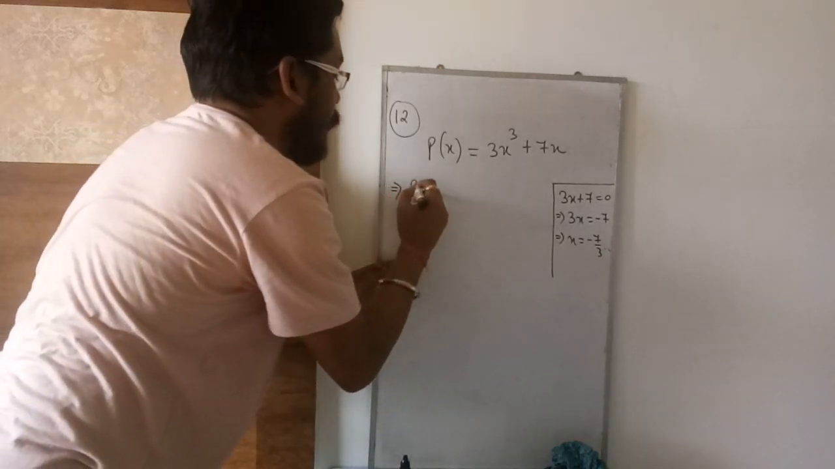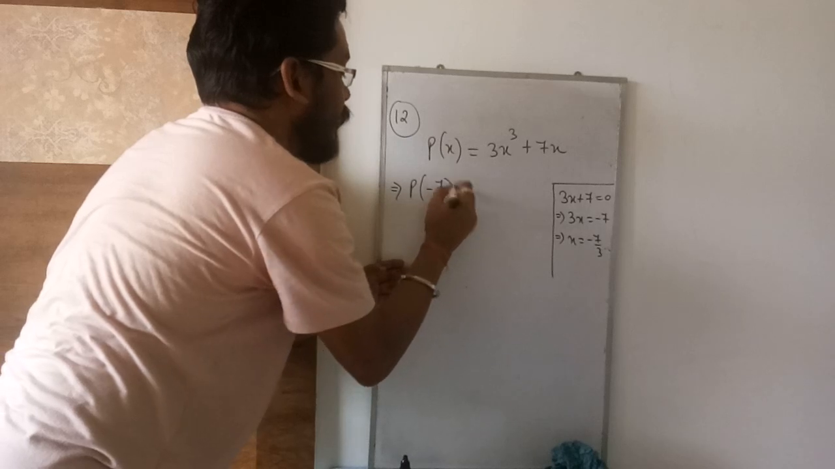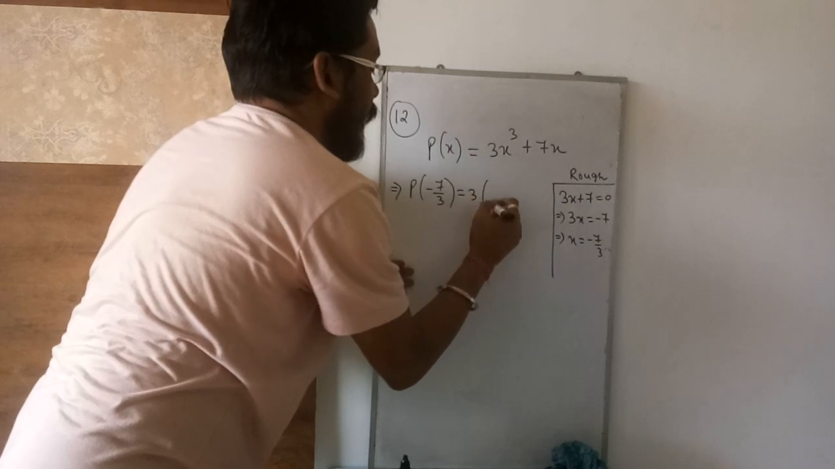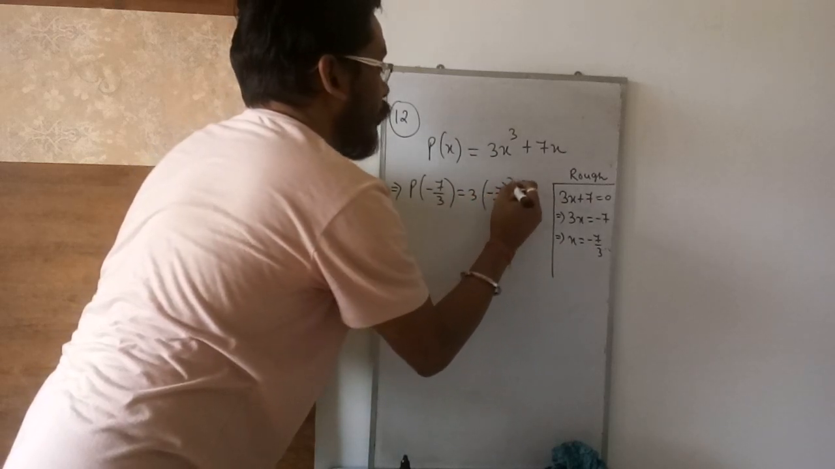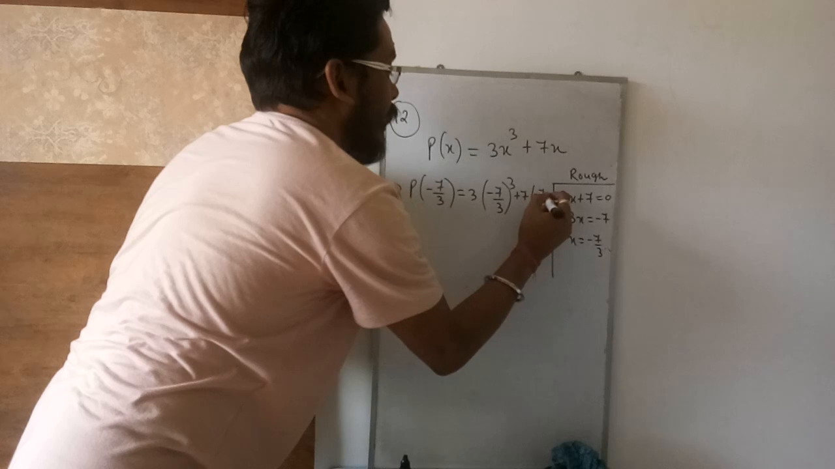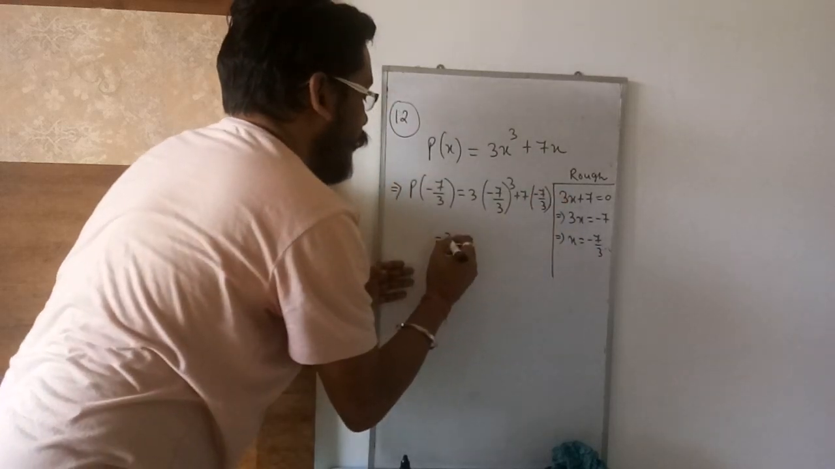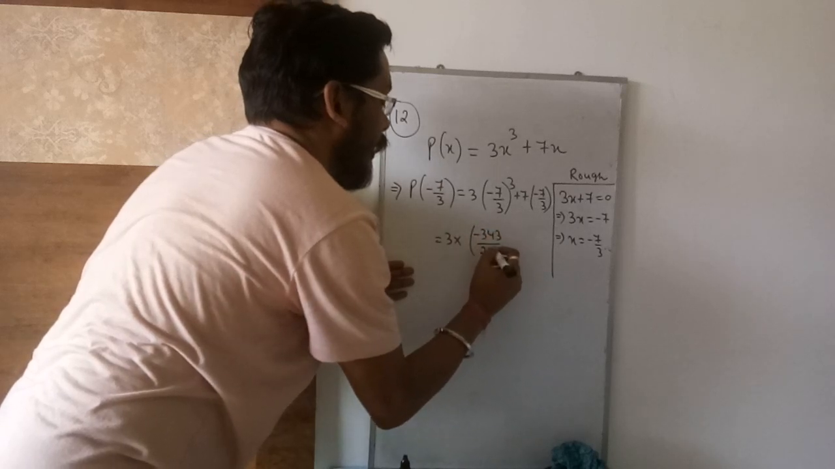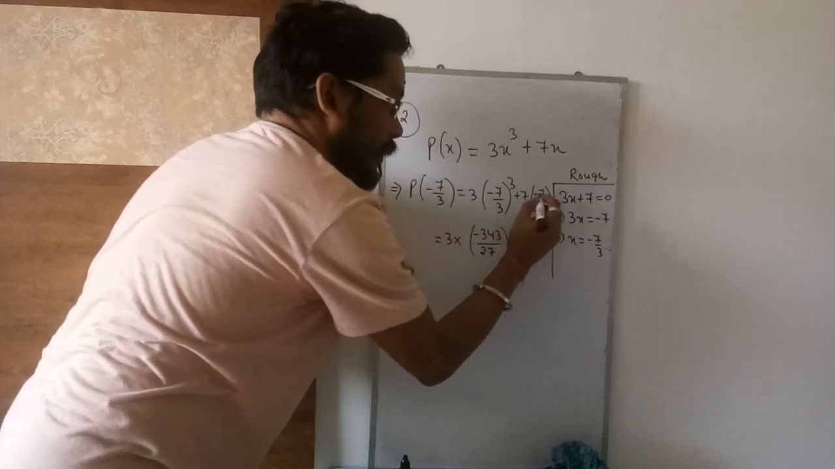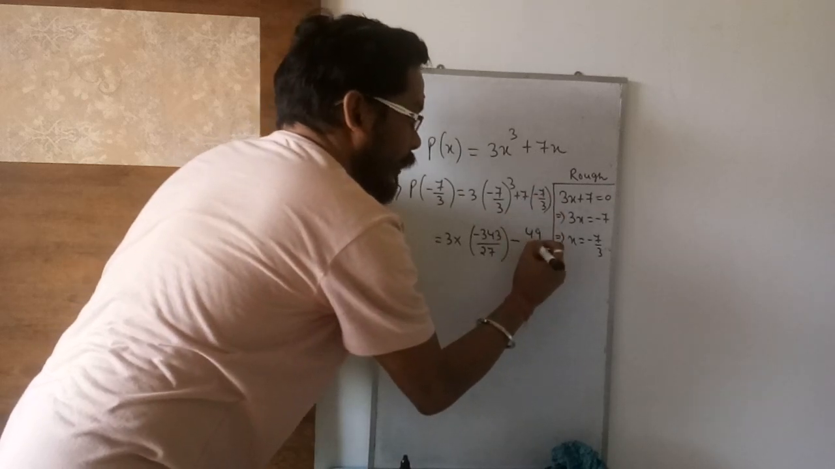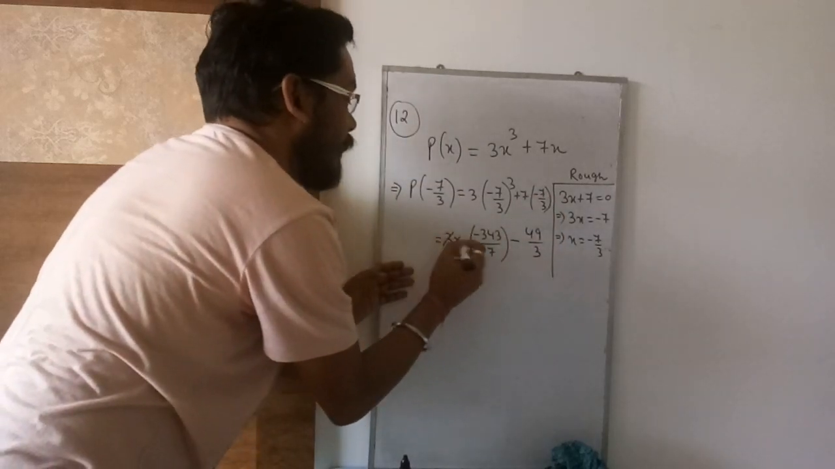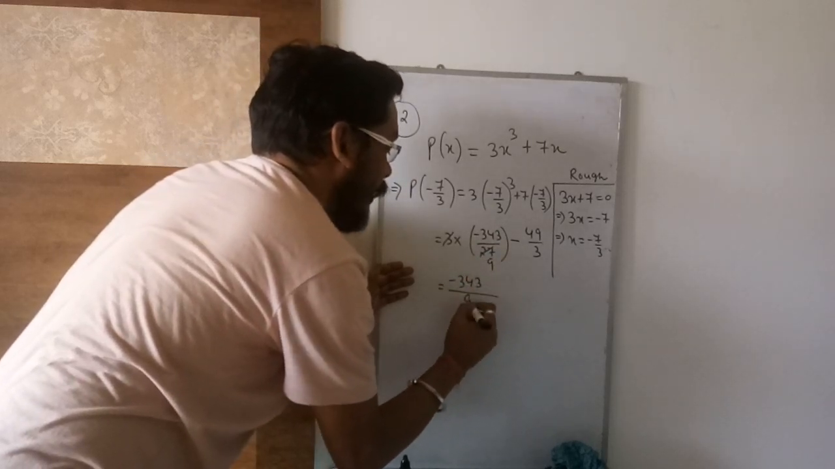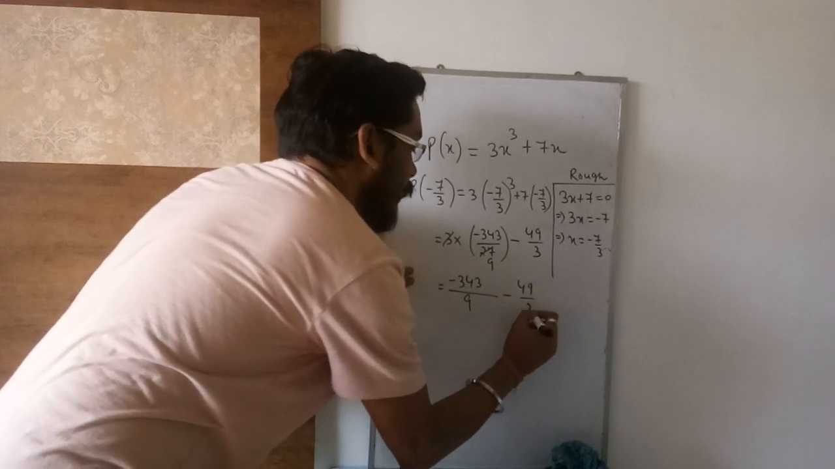So this implies p of minus 7 by 3. This is the rough work, I am writing it here. So x is minus 7 by 3, it is whole cube, plus 7, it is minus 7 by 3. So here you get 3 into minus 7 cube, which is minus 343, and here it is 27, plus minus minus, you will do into this one, 49 by 3. If you want, you can cancel it, 3 9s are 27. So here it is minus 343 by 9 minus 49 by 3.